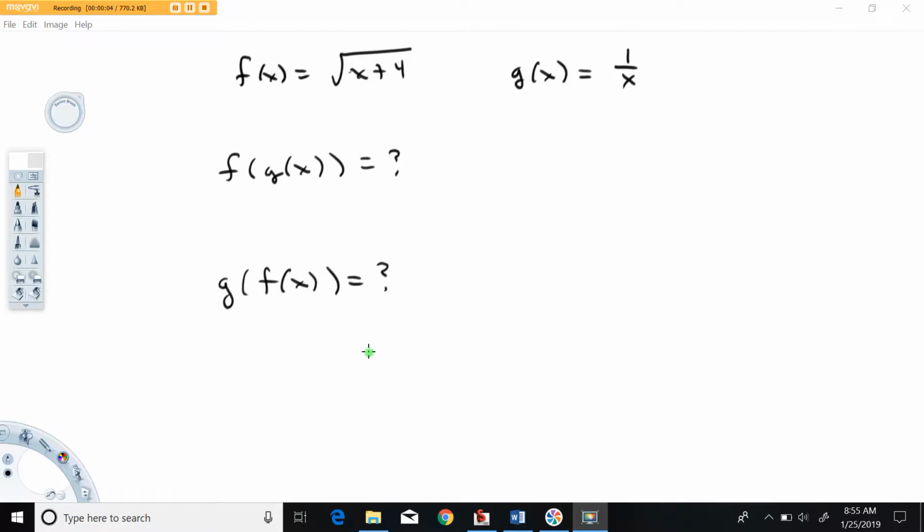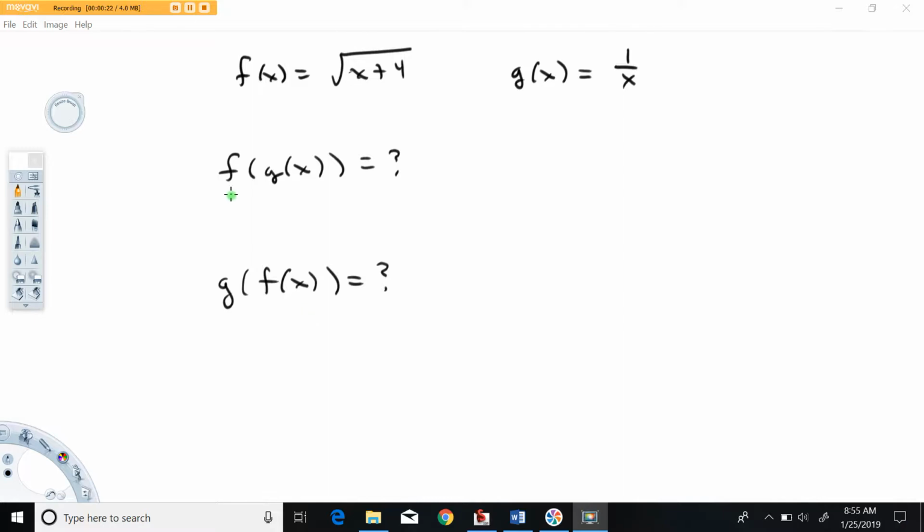I'm making this video here to provide a couple more examples of function compositions. So what we're going to do here is, given this function f of x equals square root of x plus 4 and g of x equals 1 over x, we're first going to find f of g of x, and then we're going to find g of f of x.